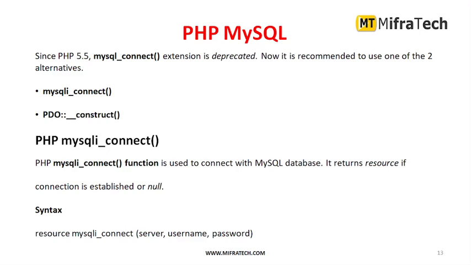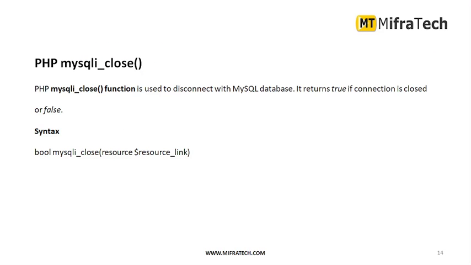PHP MySQLi connect. The MySQLi connect function is used to connect with the MySQL database, because when we enter data, like when we use get and post and create a form, the database needs to be there. So we connect with the MySQL database, and it returns a resource with the connection established, or null. Syntax: resource MySQL connect, with the server, username and password, meaning which server you are connecting to, and the username and password.